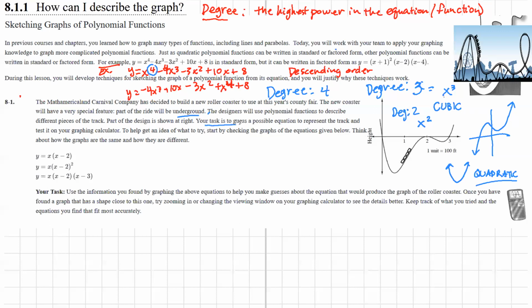Your task is to guess a possible equation to represent the track and test it on your graphing calculator. To help get an idea of what to try, start by checking the graphs of the equations below. Think about how the graphs are the same and how they are different. So here's the first equation, y equals x times (x minus 2). What is the degree of this equation? Let's just write it down: y equals x times (x minus 2). What is the degree of this equation?